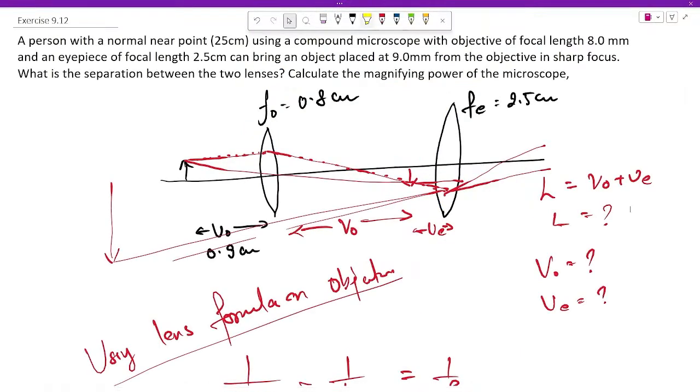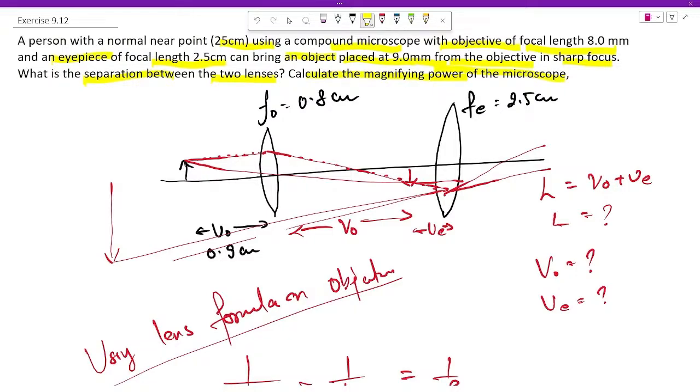The question says that a person with normal near point 25 centimeter, using a compound microscope with objective of focal length 8 millimeter and eyepiece of focal length 2.5 centimeter, can bring an object placed at 9 millimeter from the objective in a sharp focus. What is the separation between the two lenses? Calculate the magnifying power of the microscope.